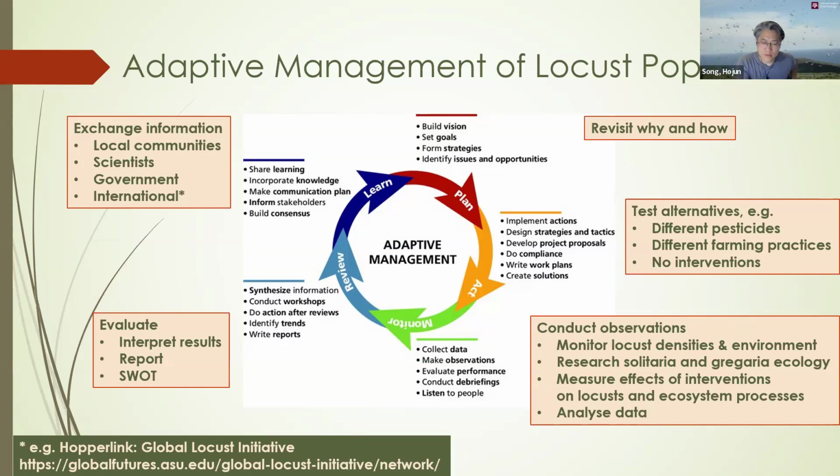Yeah, sure. Well, thank you for this presentation. I've learned a lot. And you mentioned that there was a lot of money spent on management and control on the 2022 cycle, but then no money was spent on research. And that seems to be a recurring theme in many locust affected countries, including South Africa.